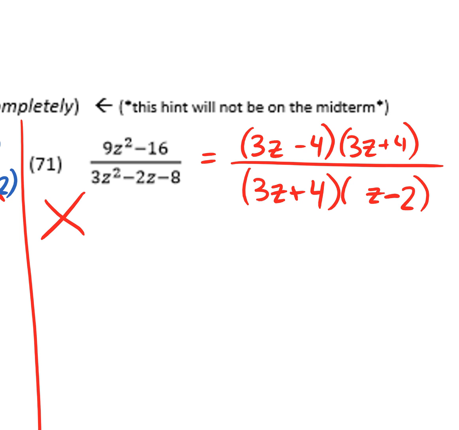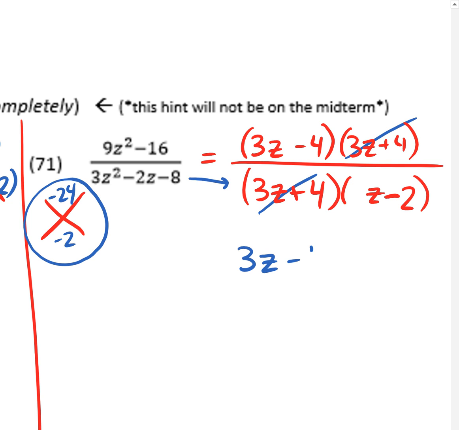And now that I factored that, again, if you're thinking, wait, how the heck did that factor? You have to go and do that long method with the a times c is negative 24, b is negative 2, what multiplies to this, and rewrite it, factor by grouping. Just, I don't want this video to turn into a 3-hour video. So those cancel. What's left on the top is 3z minus 4, on the bottom z minus 2.